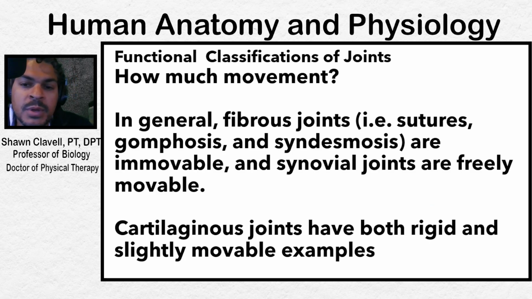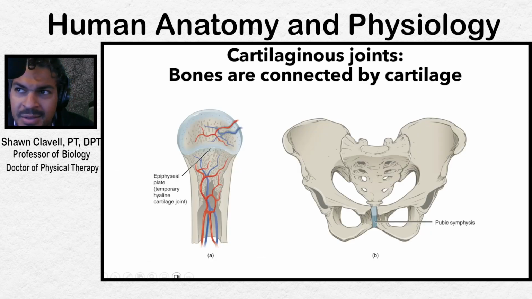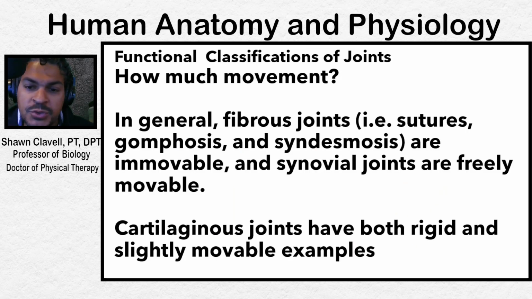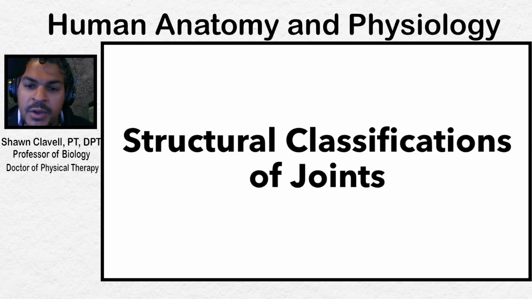Kind of in closing here, generally, those fibrous joints are immovable. Synovial joints are freely movable, as we mentioned, but those cartilaginous joints have both rigid and slightly movable examples. As we'll look at in the later chapters, there are temporary cartilaginous joints like the epiphyseal plate, and those are not meant to move. However, we just mentioned the pubic symphysis, and it does have a little bit of movement to it. So we're going to talk about the structural classifications, and then we'll talk about their functions as it's appropriate.